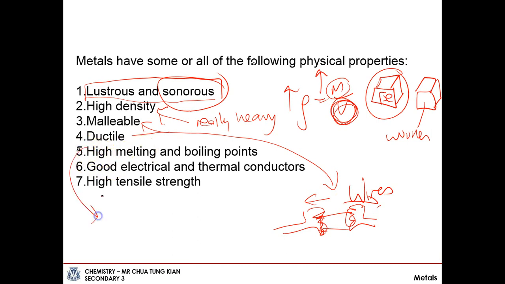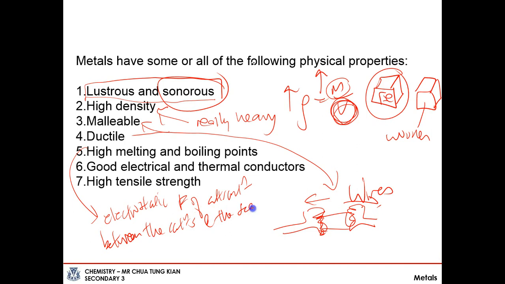Why high? Because if you remember, the metallic bonds, the electrostatic forces of attraction between the cations and the sea of valence electrons is very strong. So if it is very strong, it means that you need a large amount of energy to break these forces of attraction, and to supply this energy you need a large amount of heat. Hence it has a high melting and boiling point.